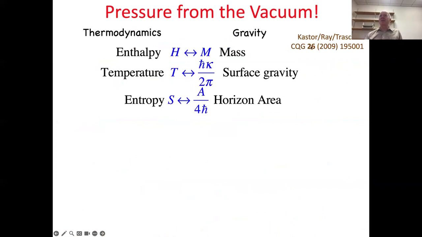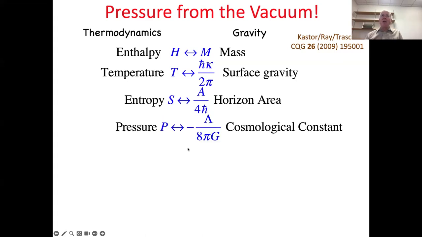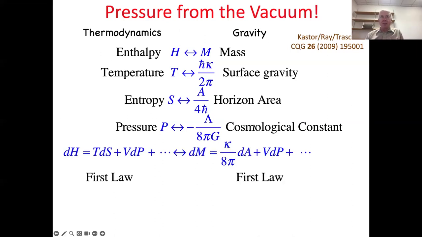So as I mentioned a few minutes ago, Kastor, Ray, and Traschen repeated the old Bardeen, Carter, Hawking arguments, but they included a cosmological constant. And what they found was that enthalpy played the role of mass, and temperature and entropy were played respectively by surface gravity and horizon area as before. And they found, when you repeated the argument with a lambda, that pressure played the role of a negative cosmological constant, or maybe I should say vice versa. And so one then did have a full restoration of a correspondence between the first law of thermodynamics and the first law of black hole mechanics, with this slight difference that H is the enthalpy, which is the energy plus PV, or if you put this into these equations and rewrite it, M is the energy minus rho times V.